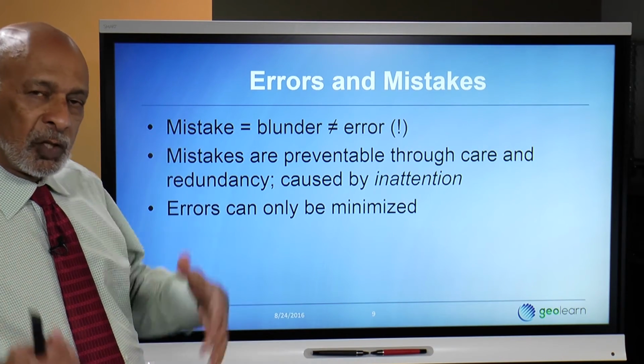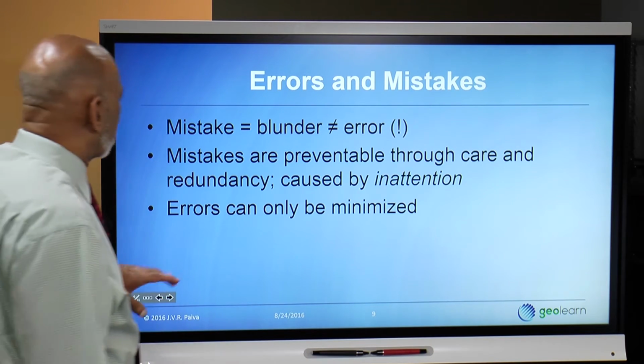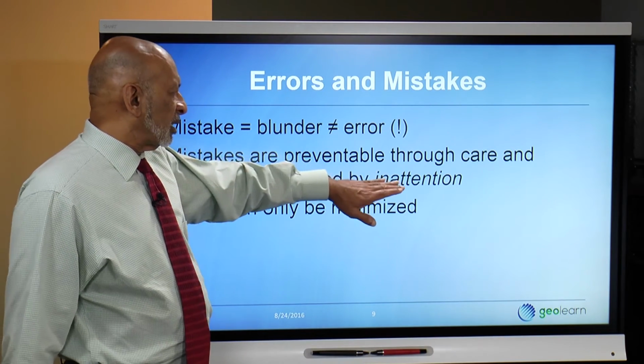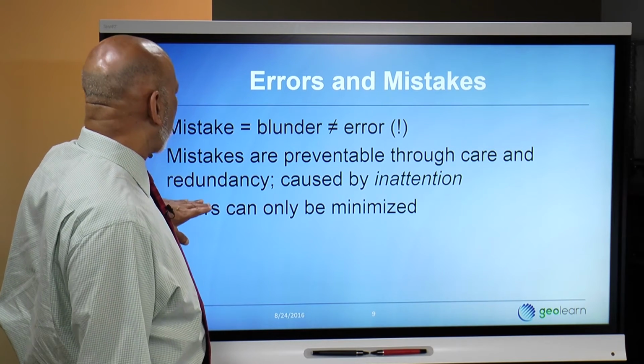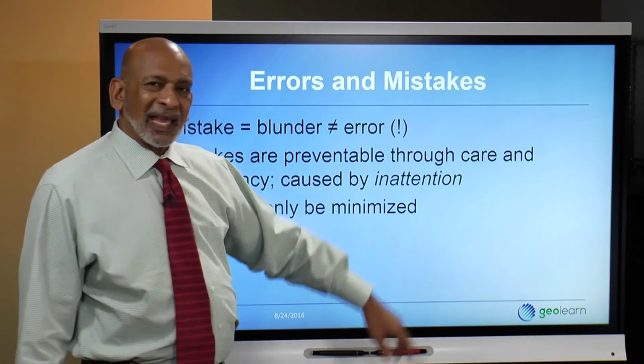Those issues are not due to errors in measurement, they're because you made mistakes. And what I say about mistakes is that they are preventable through care and redundancy. They are caused by inattention.